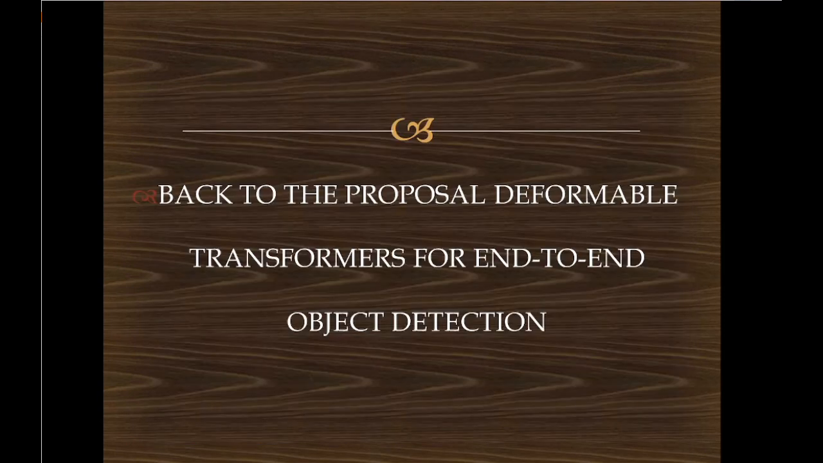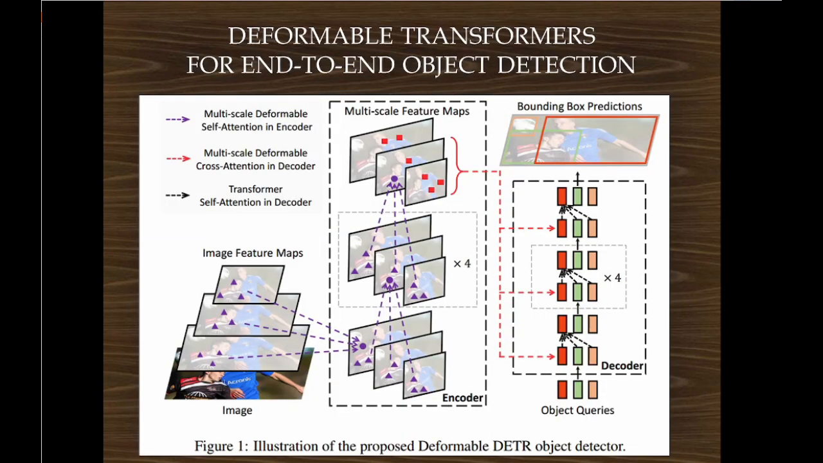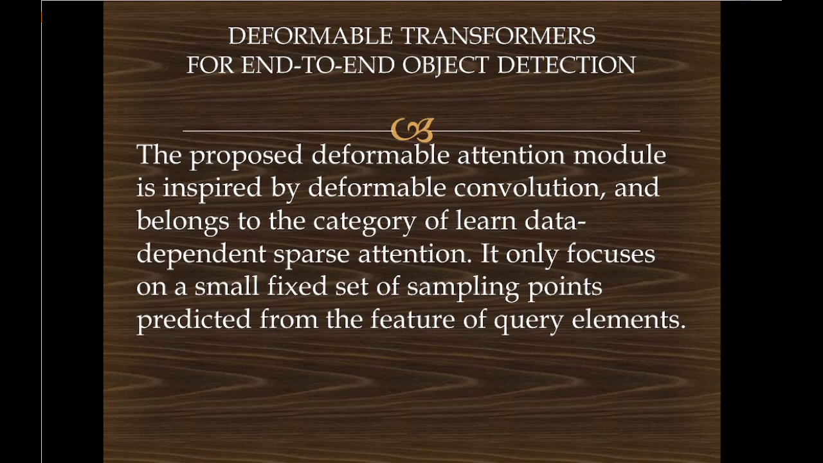Let's go back to the proposed deformable transformers for end-to-end object detection. This is an illustration of the proposed deformable DETR object detector. The proposed deformable attention module is inspired by deformable convolution and belongs to the category of learned data-dependent sparse attention. It only focuses on a small fixed set of sampling points predicted from the feature of query elements.